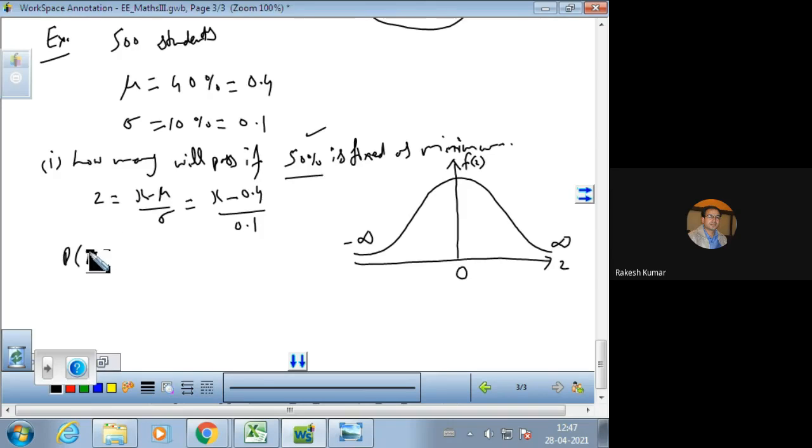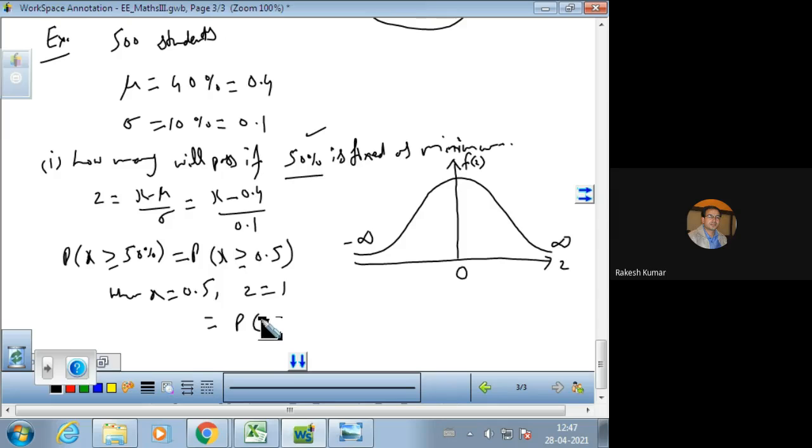So probability x greater than or equal to 50%, that means probability x greater than or equal to 0.5. This is what we have. So when x is equal to 0.5, the value of z can be computed from here. This is 1: 0.5 minus 0.4, which is 0.1, over 0.1. So we need to calculate for the standard normal variate z greater than or equal to 1. So we need to calculate probability z greater than or equal to 1.